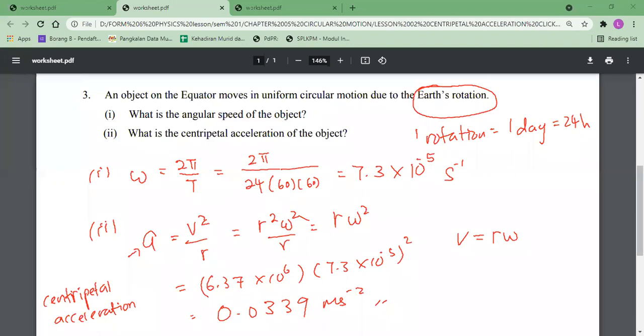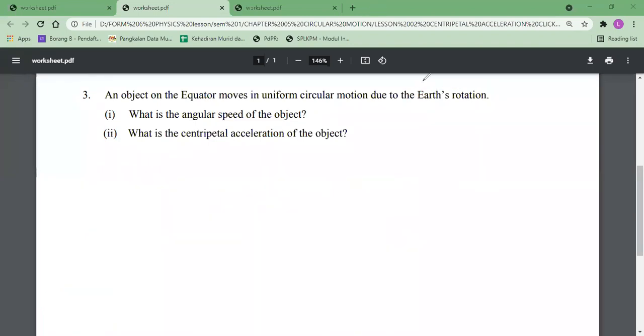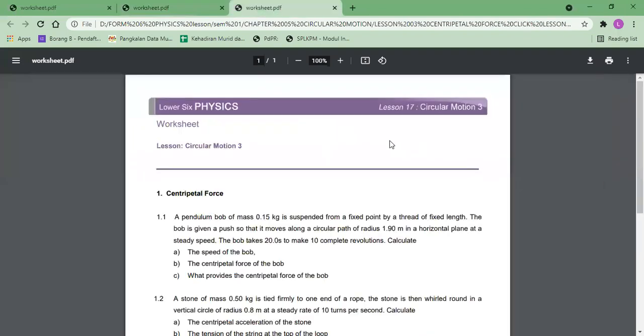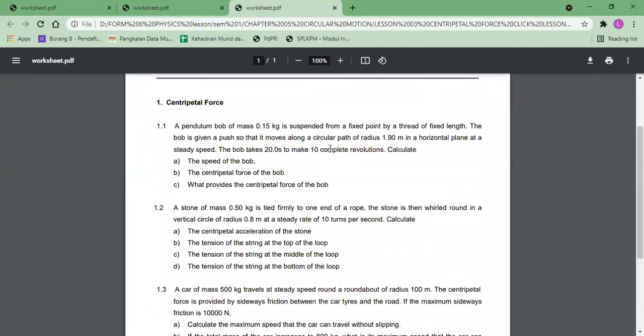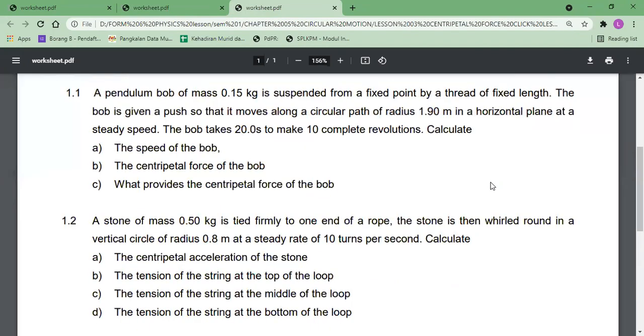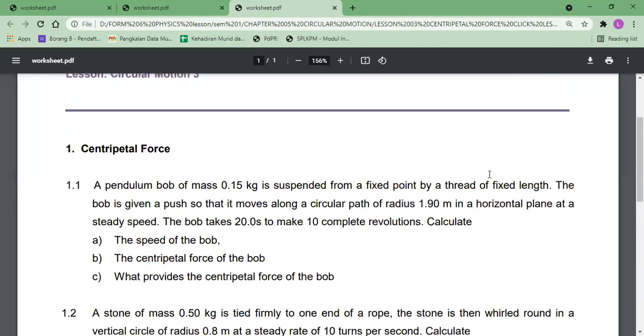Okay, get it? Now we move to the third worksheet, which involves the centripetal force. We have 1.1, 1.2, and 1.3. Sorry, let me increase the size. Okay, for the centripetal force.